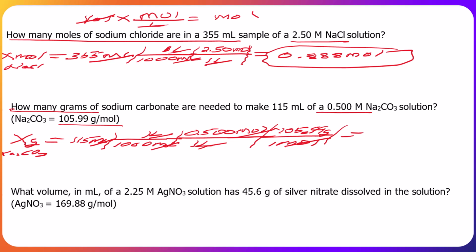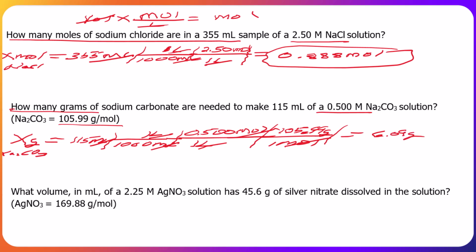So let's see what we get. 115 divided by 1,000 times 0.5 times 105.99. And I get 6.09 grams.